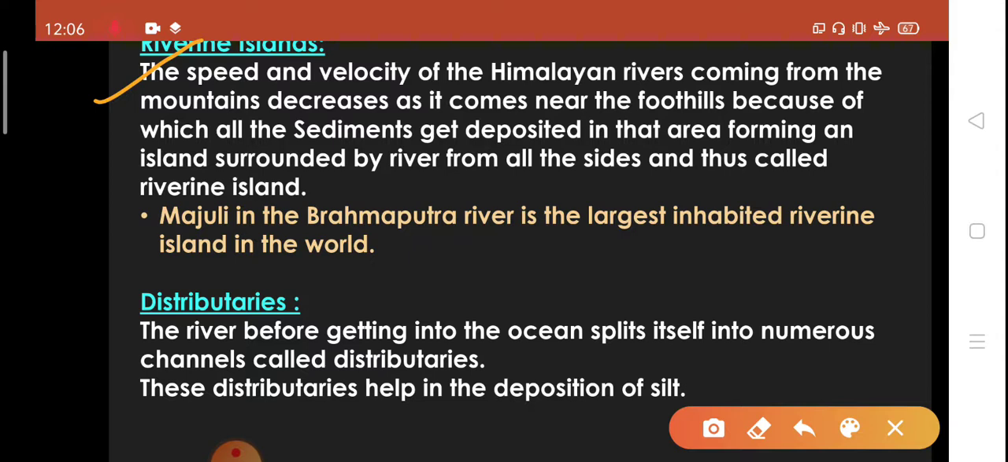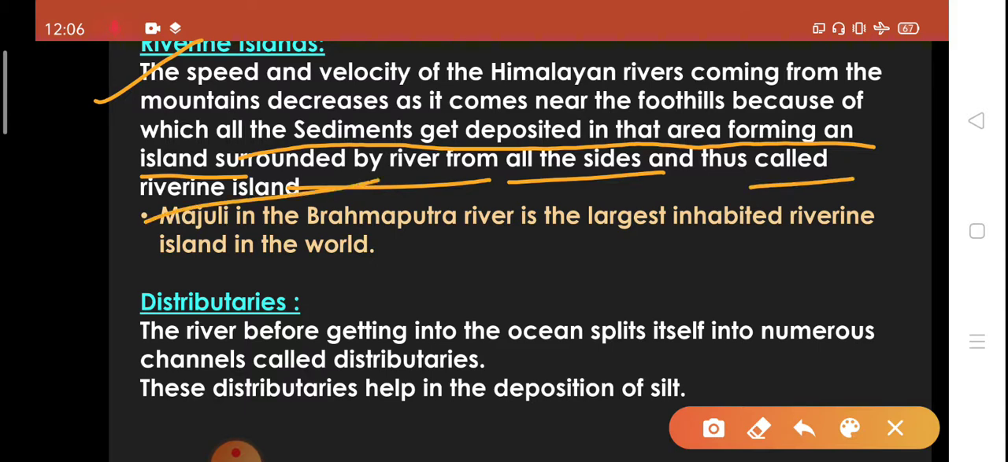The speed and the velocity of the Himalayan rivers, all the Himalayan rivers, they come from the mountains. The speed decreases as it comes near the foothills. That means as soon as it comes near the plains, the speed of the water gets slow. Now when the speed gets slow, all the sediments start getting deposited in the area, forming an island. We have already discussed how that island is formed over the years. It is surrounded by water from all the sides, and thus it is called a riverine island.